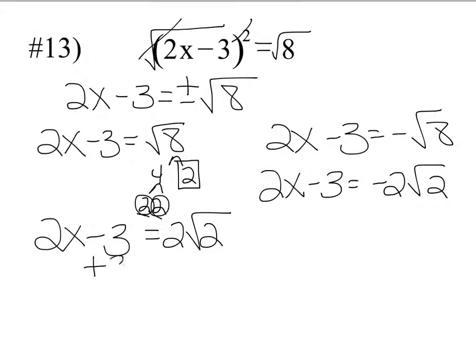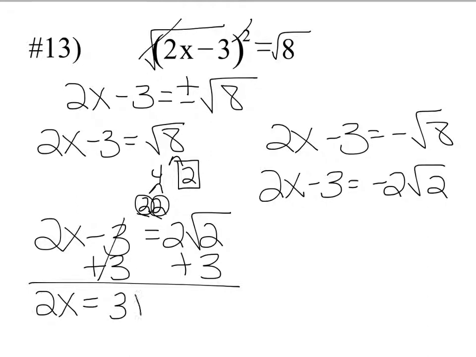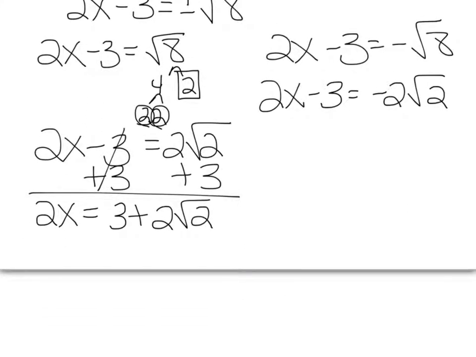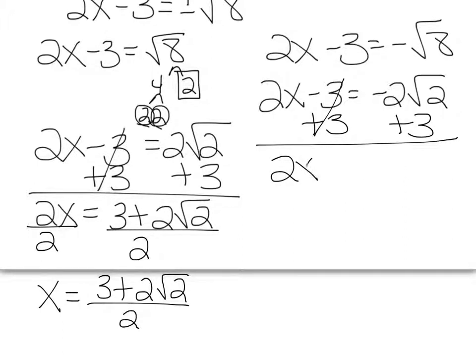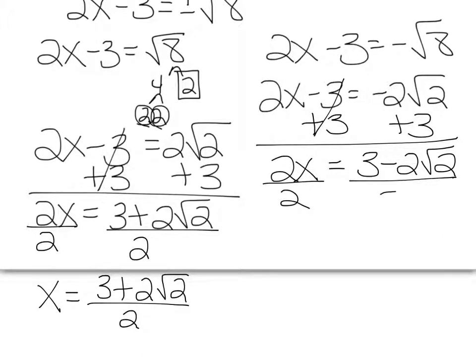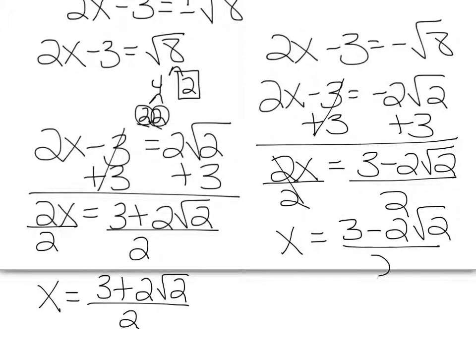Alright, now I'm going to add 3 to both sides, which leaves you 2x is equal to 3 plus 2 square root of 2. And then you're going to divide both sides by 2. And you'll get x is equal to 3 plus 2 square root of 2 over 2. And then over here, I'll add 3 to both sides, leaving you 2x is equal to 3 minus 2 square root of 2. Divide both sides by 2, and you get x is equal to 3 minus 2 square root of 2 over 2. And those are your answers.